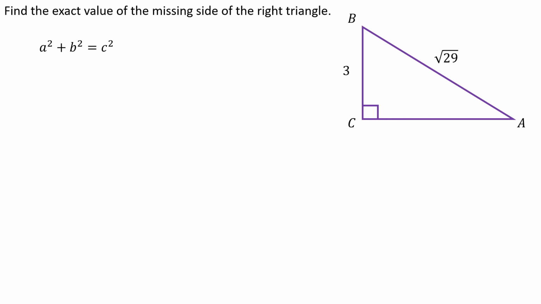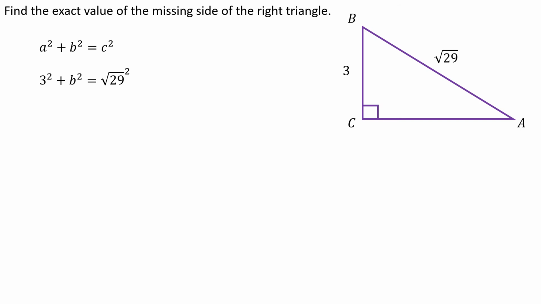equals c squared. Because sometimes I actually do end up adding, but sometimes I end up subtracting, depending on what sides I know or don't know. Again, c has to be the hypotenuse. So square root of 29 has to be c. And of course, if I'm looking at the diagram, 3 is opposite angle A. So 3 can go in for A.